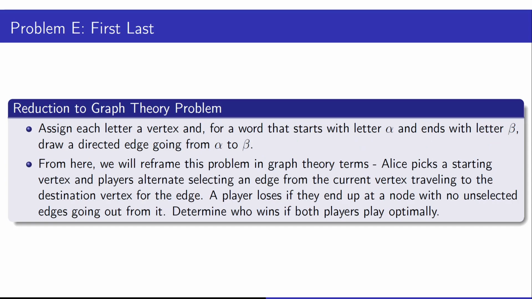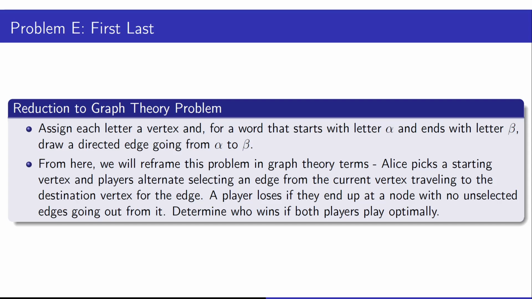So we'll start by reducing this to a graph theory problem. Assign each letter a vertex, and for a word that starts with one letter and ends with another, draw a directed edge going between those two vertices. Note that these two vertices may be the same, in which case this edge is a self-loop.